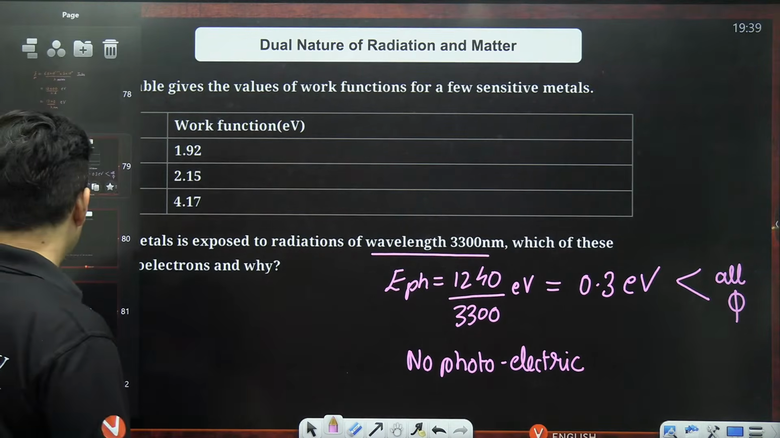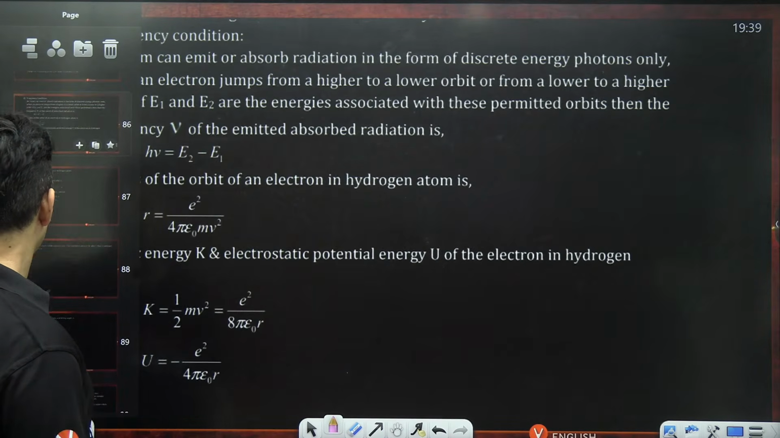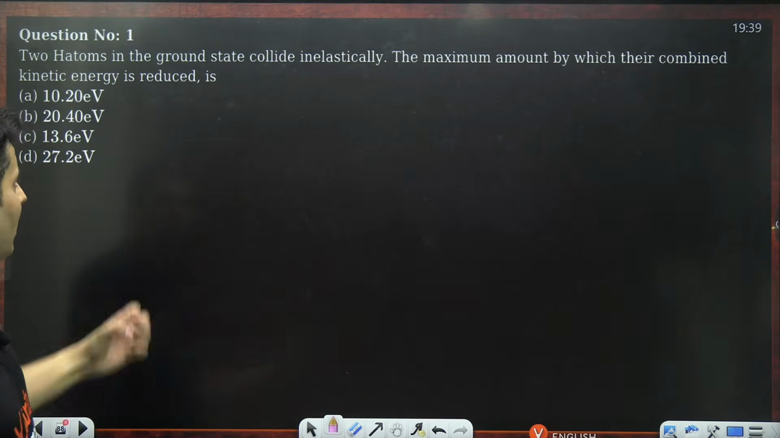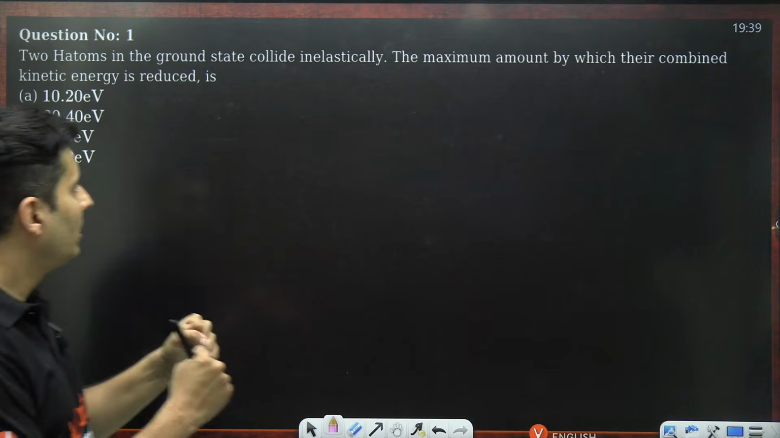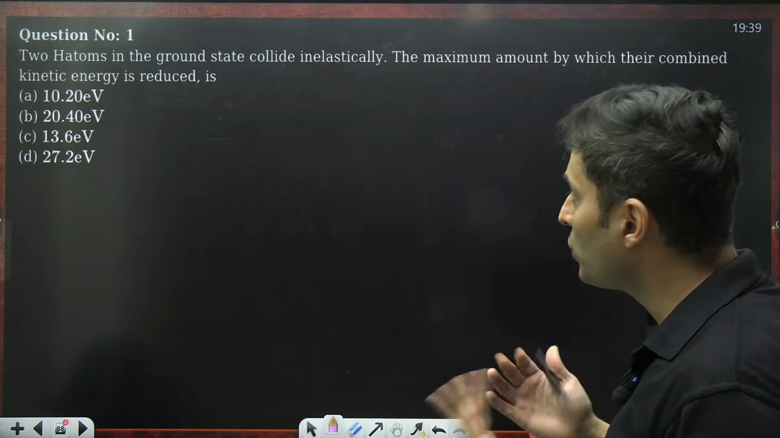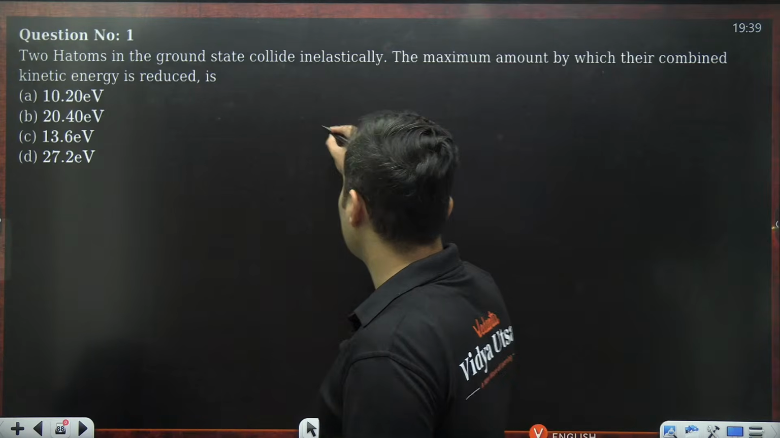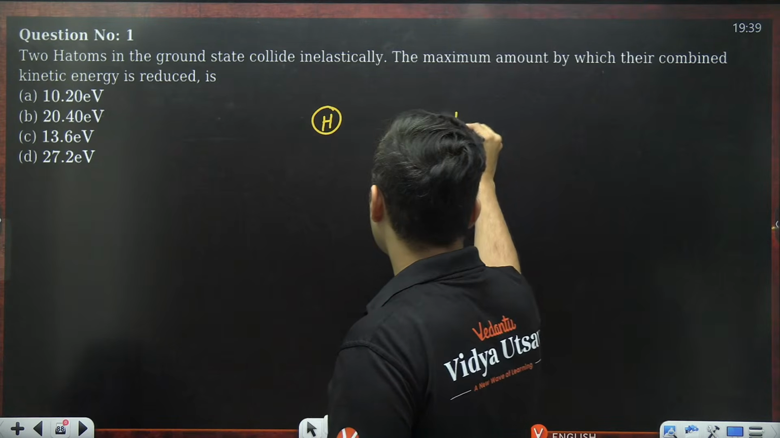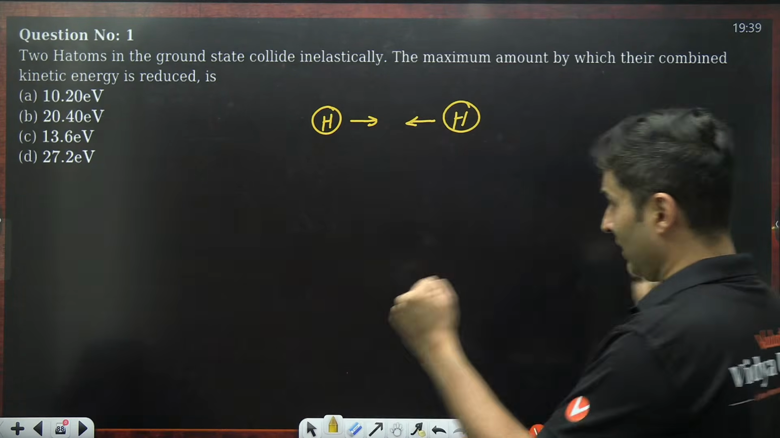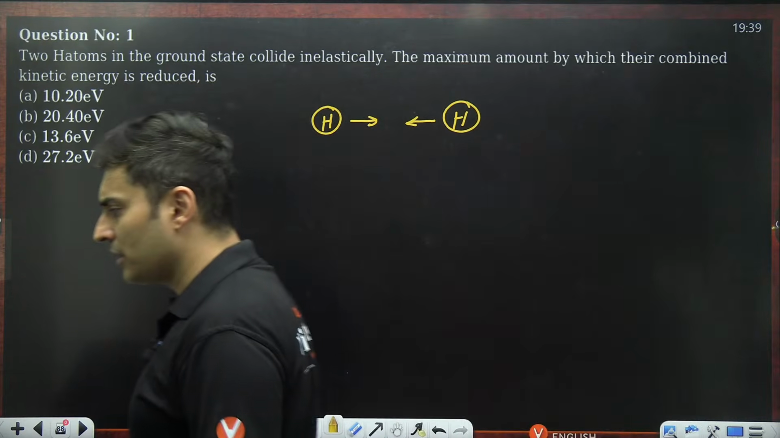All right. Moving to the next, atoms. Let's go to atoms. Theory slides are there, which you'll be getting as notes. Let's go to the first question on your screen. Two hydrogen atoms in the ground state collide inelastically. The maximum amount by which their kinetic energy is reduced is how much? The logic is as follows. You have a hydrogen atom here and a hydrogen atom here. They are both moving, let's say, opposite to each other, and they collide inelastically. Now, if they have to lose the maximum amount of energy, what does that mean?